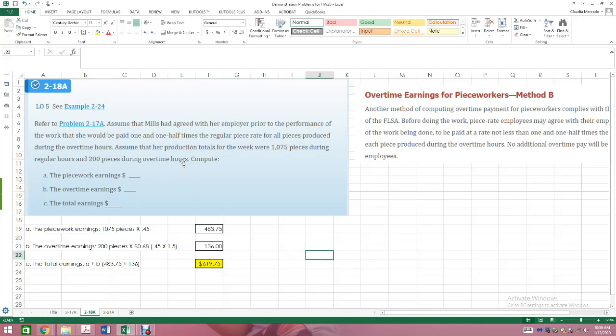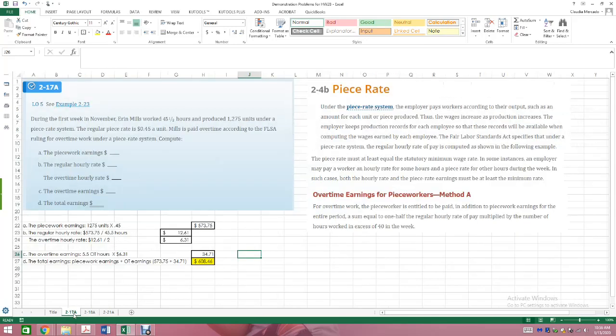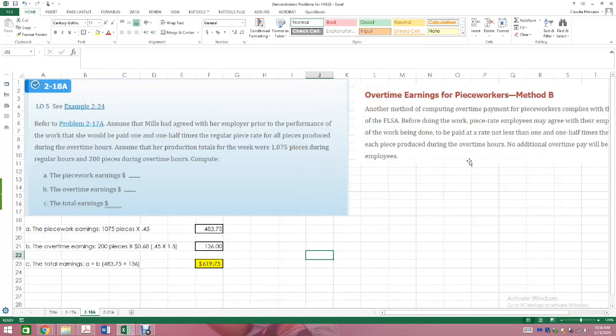So that is how we calculate the overtime earnings using method B. So we've covered piece rate calculations using method A of overtime and method B of overtime. But remember, if it's method B, it must be agreed upon before the work is performed.